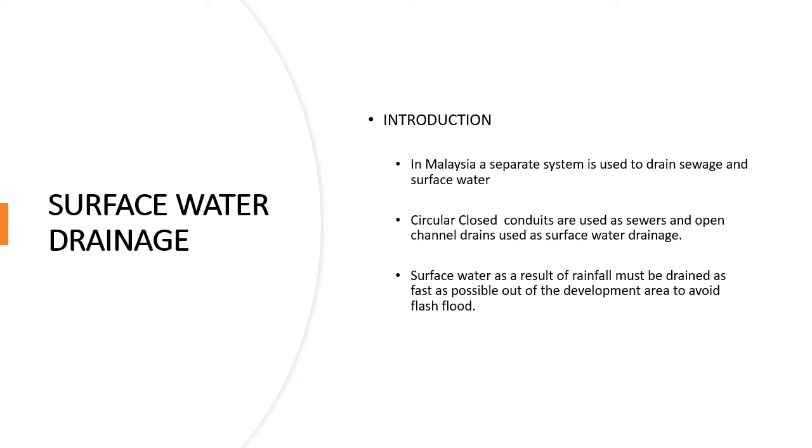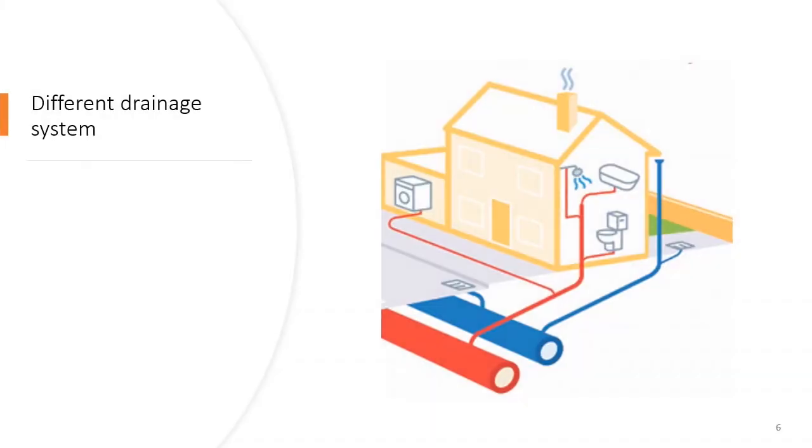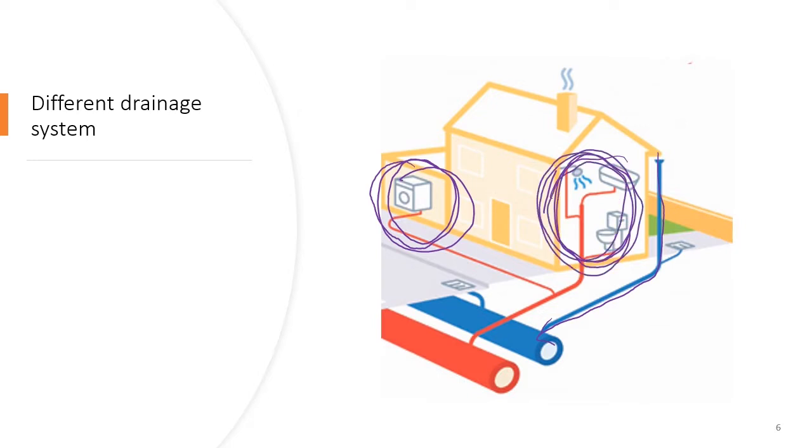Surface water as a result of rainfall must be drained as fast as possible out of the development area untuk avoid flash flood. This is the example of different drainage system which separate between the surface water and the sewage water, which come from, for example, the sanitary fittings. And this is actually daripada laundry kan. Ini adalah surface water, dia pergi kat sini. Tapi semua bahan-bahan buangan kita as a human being, dia akan pergi pada sewage.